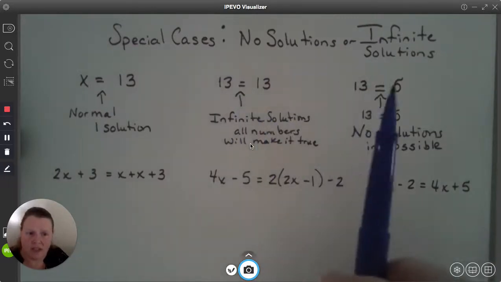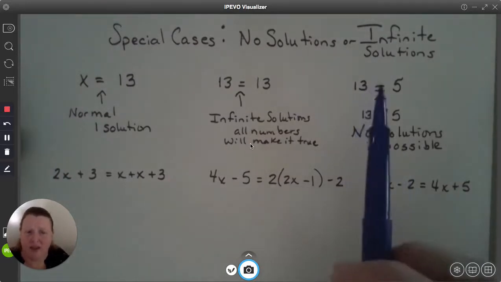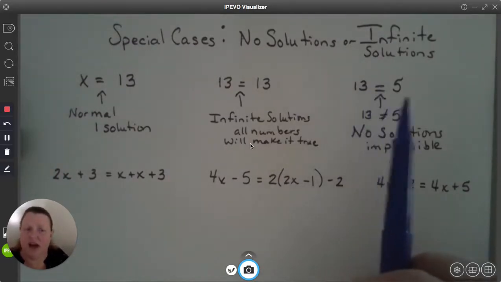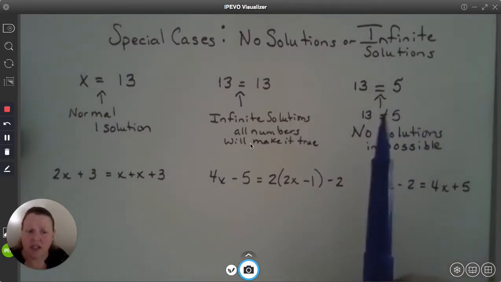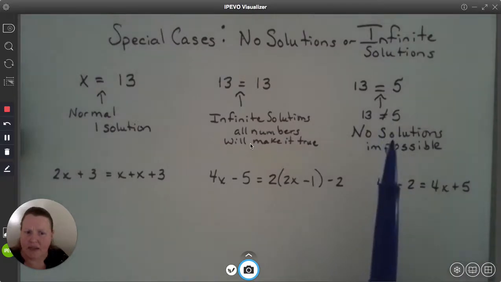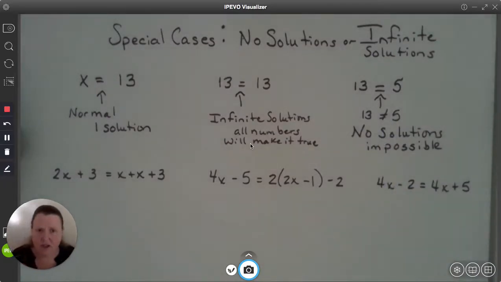Now, on the opposite side of that, we have things that have no solutions. We'll work the whole math problem out, and then we'll end up with something like 13 equals 5, which we know is impossible. We can't have that particular number. So I'm just going to change it to the little not equal sign and write down that it is a no solution.